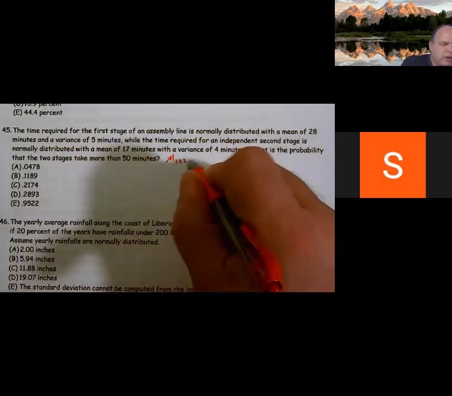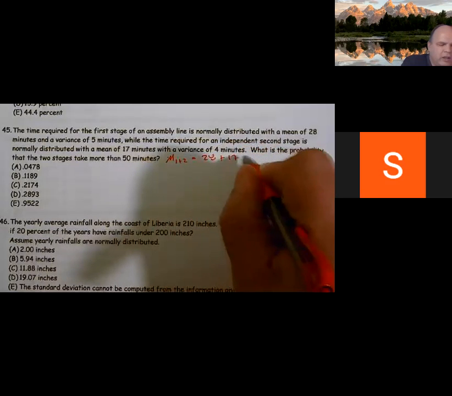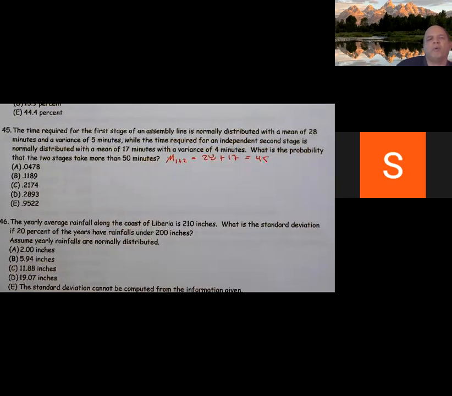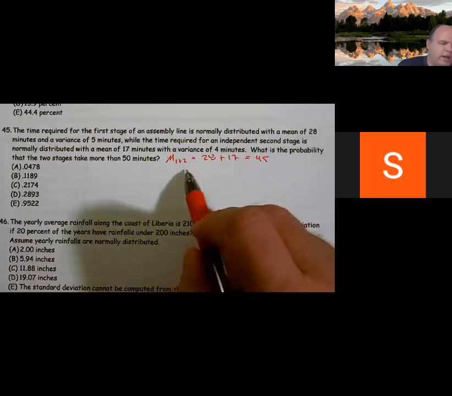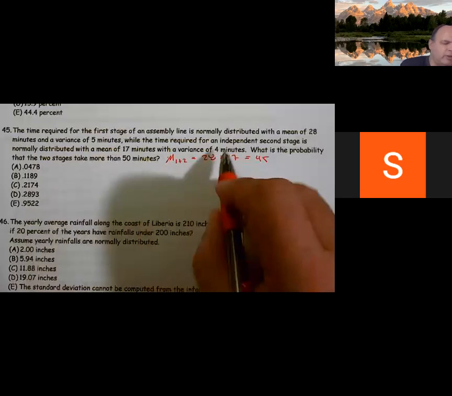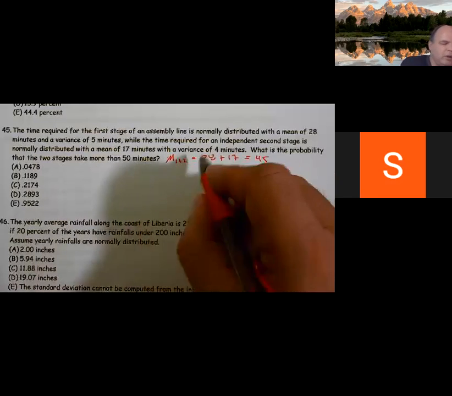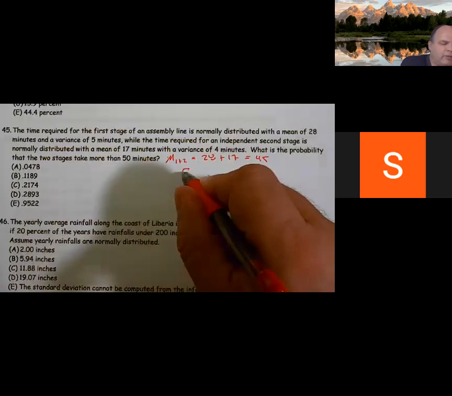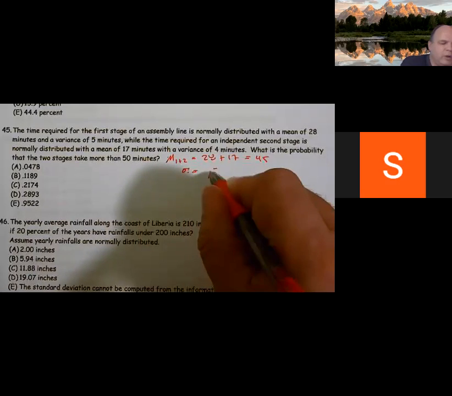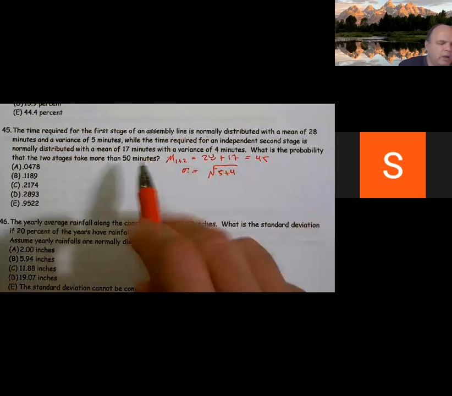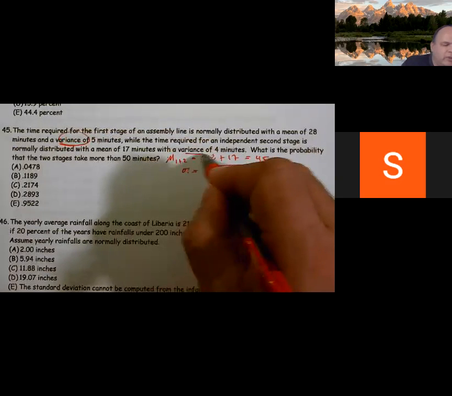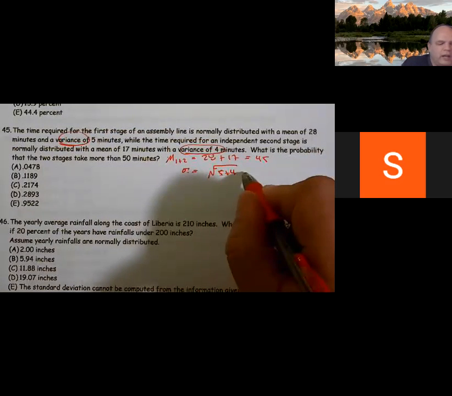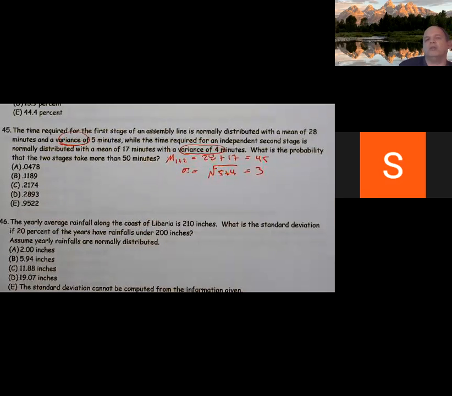The mean of 1 plus 2 is 28 plus 17, which is 45. But we can't add standard deviations directly. We have to square them first. And so we have a variance and a variance, and they're already squared, which was nice of them. So the standard deviation is going to be the square root of 5 plus 4. Now I can add these directly because these are variances, not standard deviations. So 5 plus 4 is 9, so my standard deviation is 3.